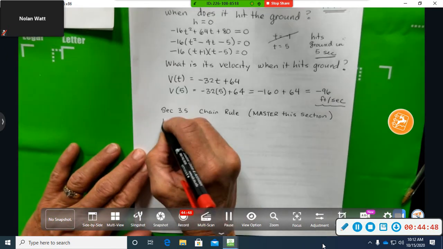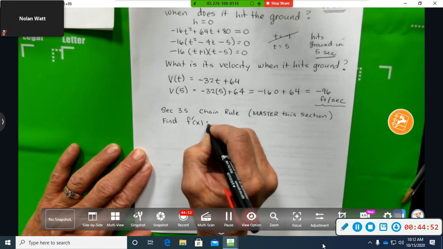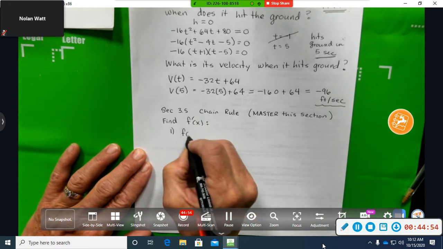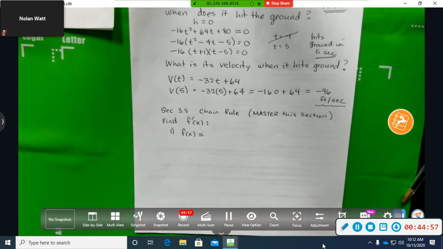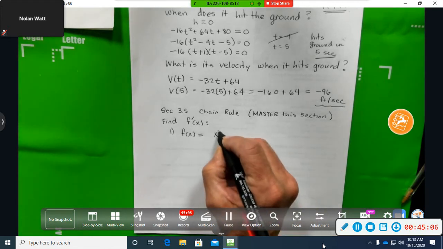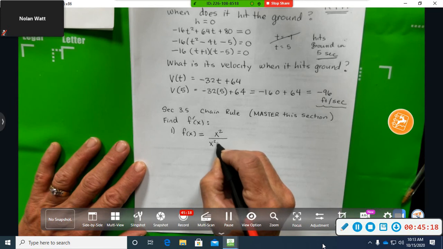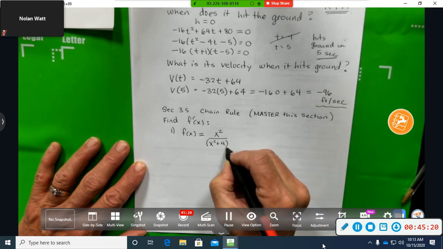Okay, so let's find f prime of x. My first one, let f of x be x squared over x squared plus 4, all cubed.